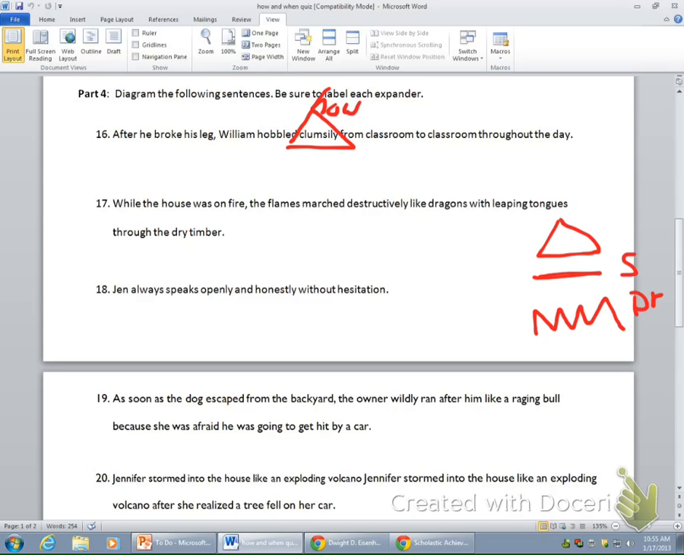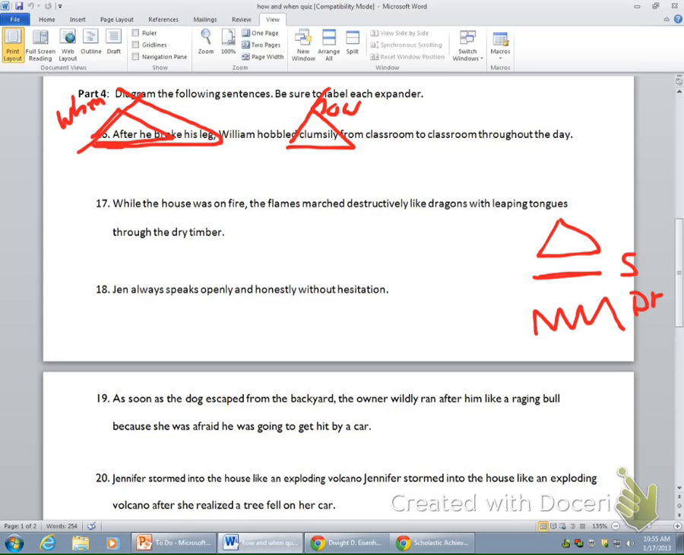And then I see the word after. Oh, okay, after. So you have to say to yourself, well, what is the whole phrase? Like, where does the expander end? Because some of you were not including the entire expander. You're kicking some of the expander family out. So like some of you were doing this, but that's not the whole expander. These poor little people over here are crying. So this right here, after he broke his leg, is telling me when.